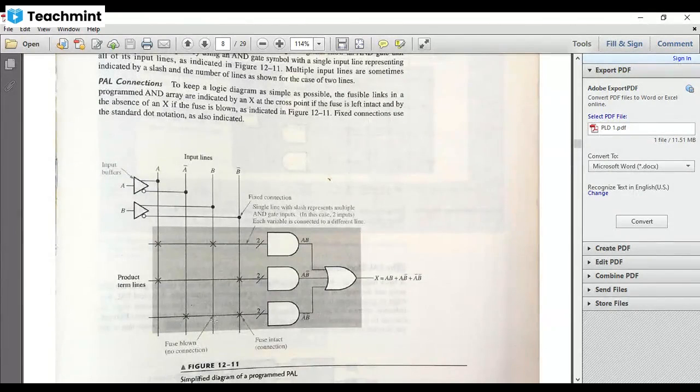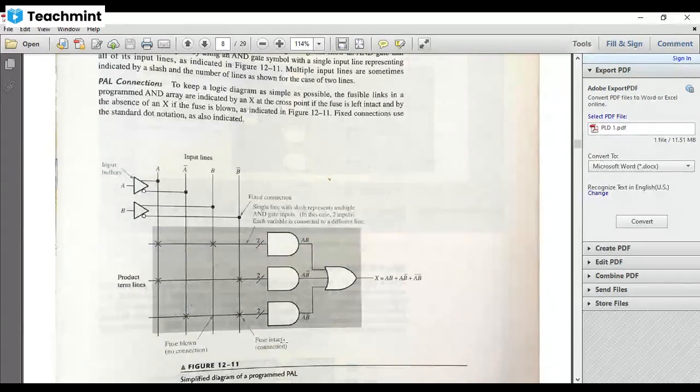So in this diagram it is shown that where it is a plane there is no connection, and where there is a cross point, the fuse is intact, so there is a connection there. So this is the simplified diagram, okay.